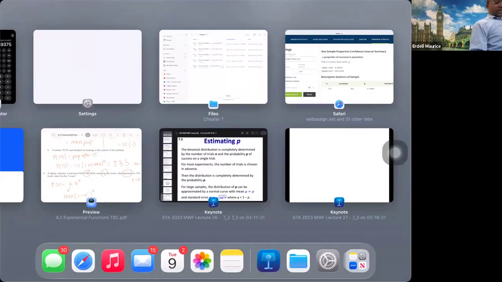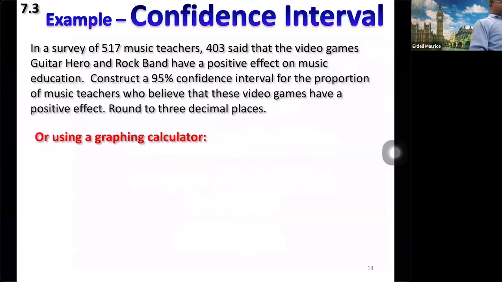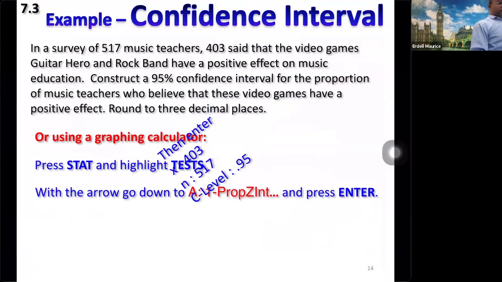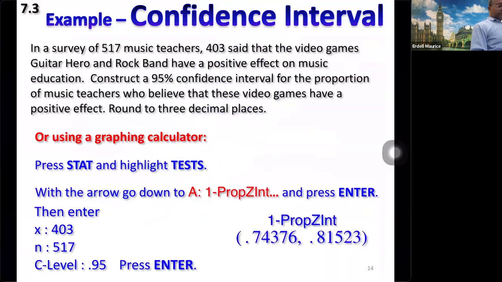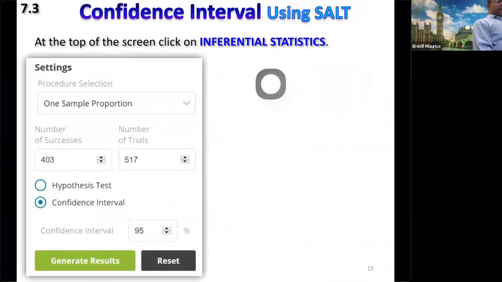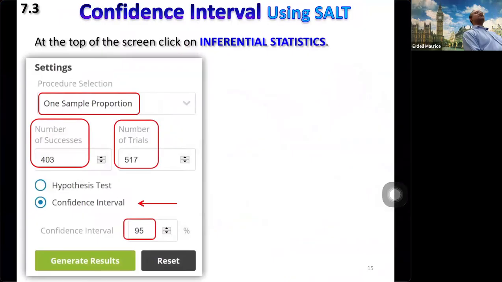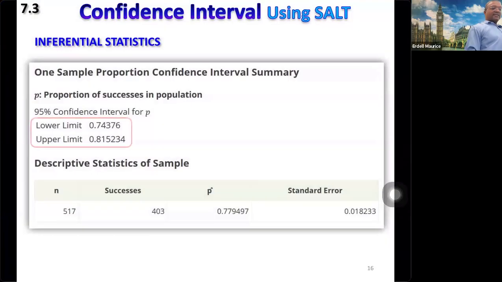So where am I? I think it's this one. All right, so like I said, I'll show you how to do it on a graphing calculator, and then show you how to do it in SALT. Go to your inferential statistics. Plug in your 3 numbers, 1, 2, 3. Hit generate results. I'm hitting the button. Nothing's happening. And then there you go. It will then give you the result. Questions there?